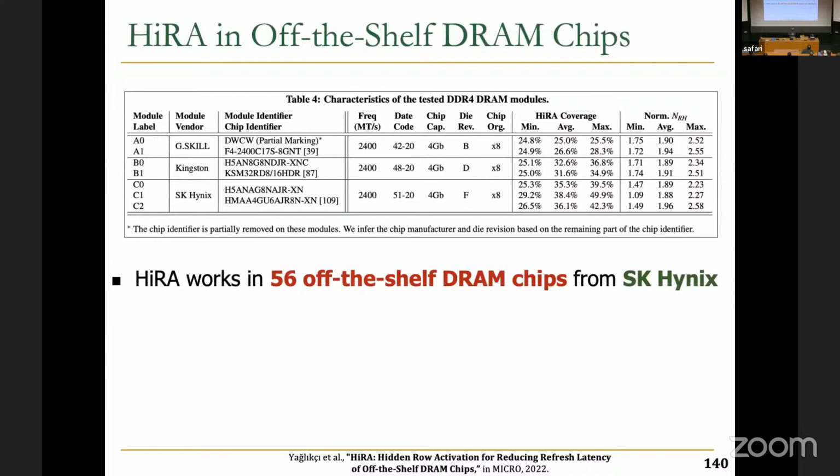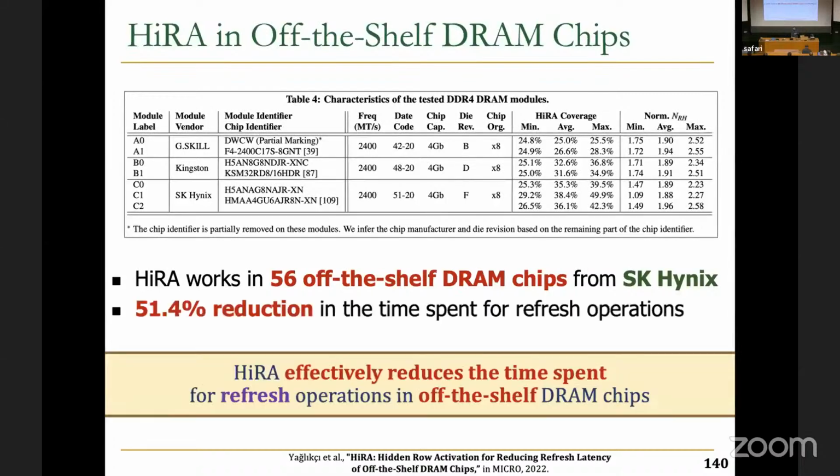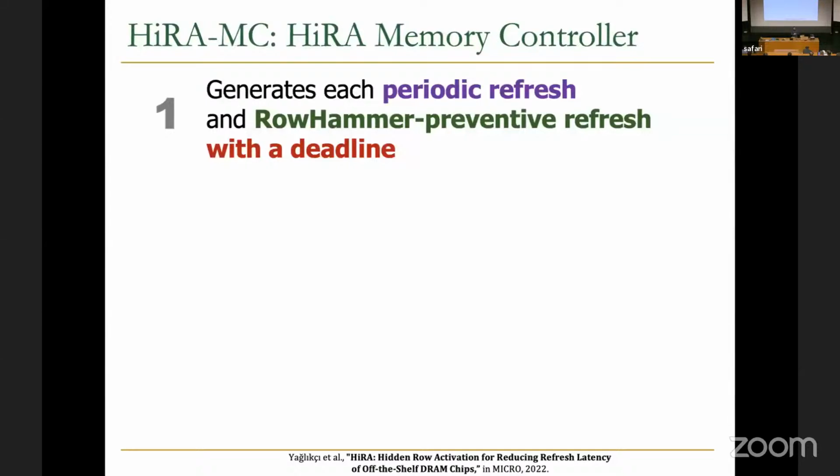This is what happens in off-the-shelf DRAM chips when you violate the timing parameters quite aggressively. We call this operation HiRA, and we test 56 off-the-shelf DRAM chips from SK Hynix and show that HiRA reliably works on those. It reduces the time spent for refresh operations by about half, basically. To leverage this, we also propose a mechanism that generates periodic and RowHammer preventive refreshes with a deadline.